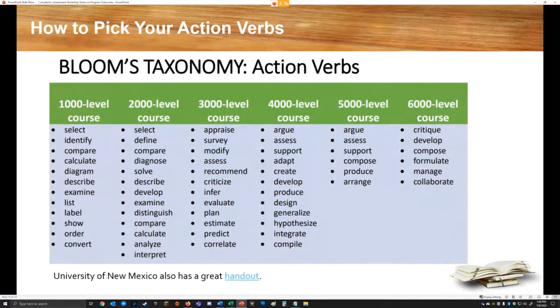Yeah, so I imagine you all have heard of Bloom's. Bloom's taxonomy is the go-to for picking action verbs when you're creating outcomes.